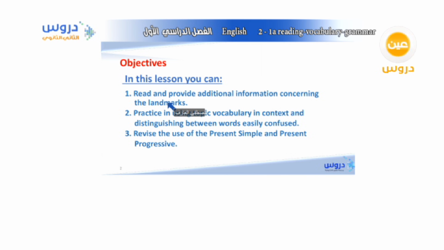So number 1, our objectives. In this lesson, we're going to learn, number 1, to read and provide additional information concerning the landmarks. So this means that we're going to talk about landmarks. And landmarks are famous buildings or places that have a heritage importance or historical importance.